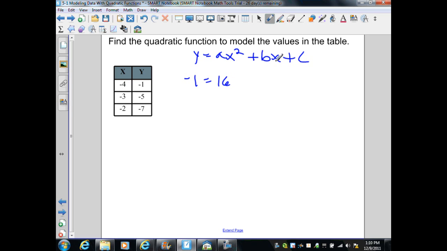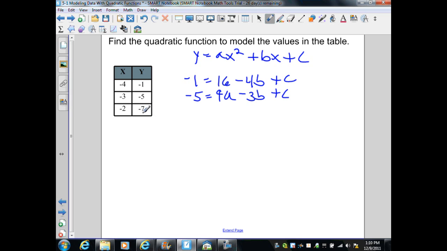X is still negative 4. Substituting in, I get negative 4 times b, which is negative 4b, and I have c. Our next equation, y is negative 5. Substituting in, x is negative 3 squared, which is negative 3 times negative 3, which is 9, times a, which is 9a. Substituting negative 3 in for x, I get negative 3 times b, which is negative 3b, plus c.